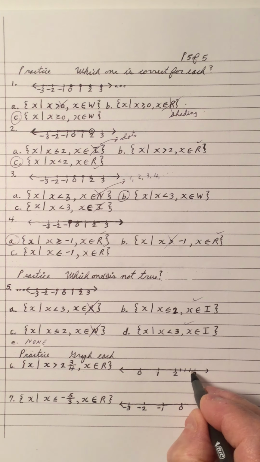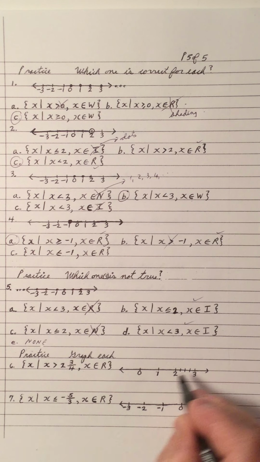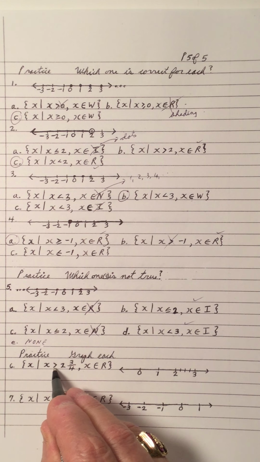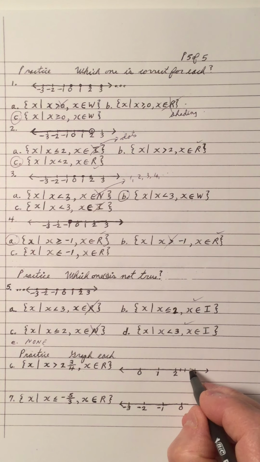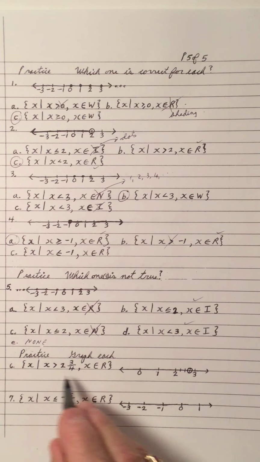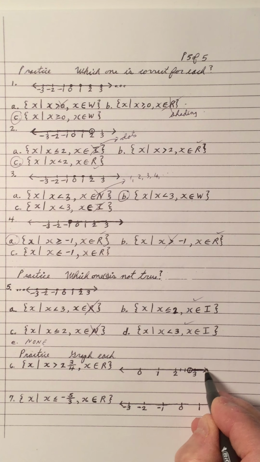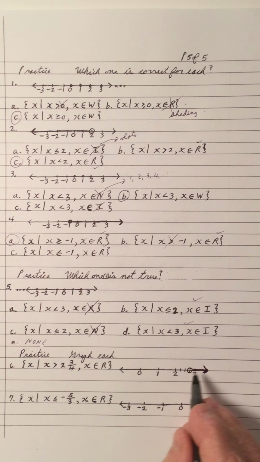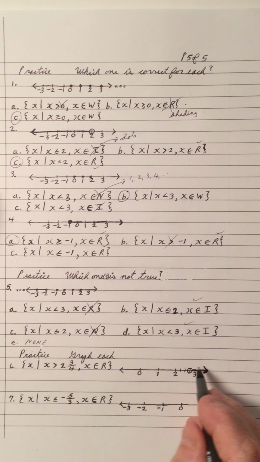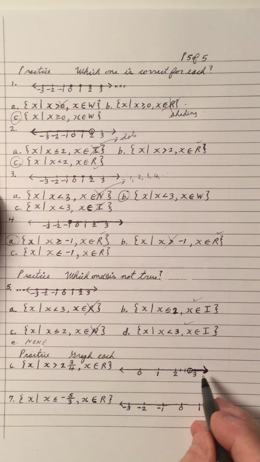4 divided in 4 pieces. And it's greater than, not equal to, so there's a hollow dot right on that one, a hollow dot at 2 3/4. And you're shading to the right. So there it is. Real numbers mean shade left or right or in between. So there's a hollow dot at 2 3/4 shading to the right.